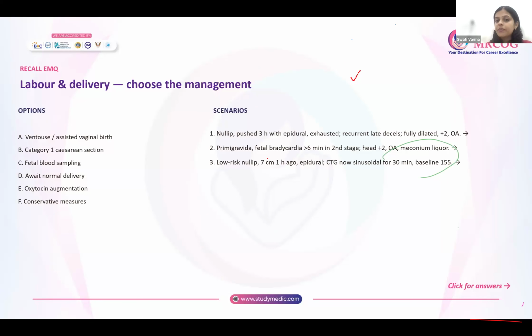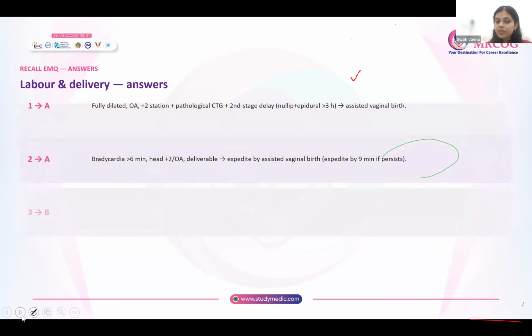Then low risk nulliparous. She was 7 centimeters 1 hour ago on epidural. CTG is now sinusoidal for 30 minutes and baseline 155. Now sinusoidal anytime demands urgent LSCS because it's pathological, not only pathological, but indicative of fetal compromise. So the answers for the first two are instrumental vaginal birth, and for the third, category 1 cesarean section. Because a sinusoidal trace signifies suspected fetal anemia. And for these, we have to expedite delivery.